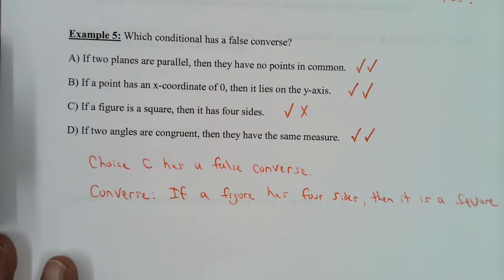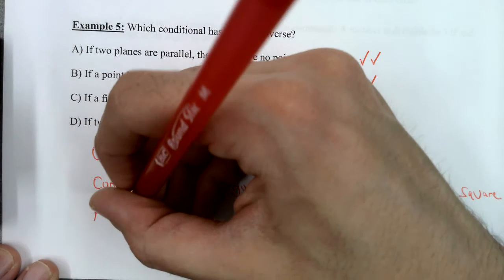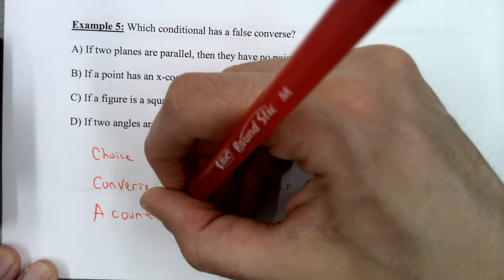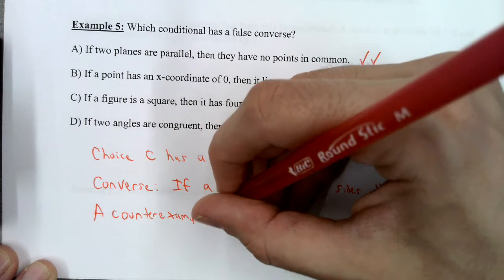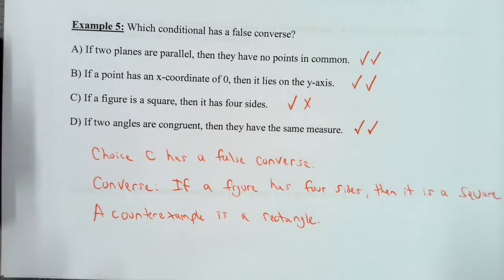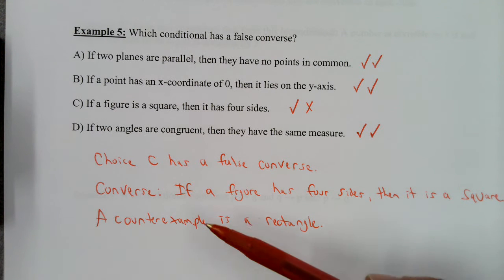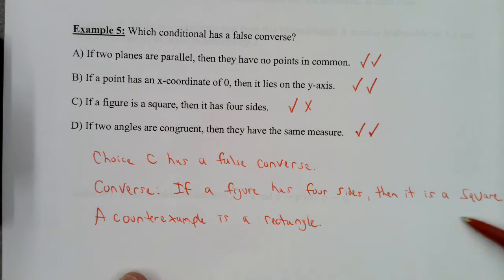Okay. The reason why that's false is because I can give you a counterexample. A counterexample would be a rectangle. Or you can say a parallelogram or a rhombus or a trapezoid or a kite. Because I went with rectangle because a rectangle has 4 sides, but it's not a square. Okay, so that's a counterexample. That's why choice C has a false converse.